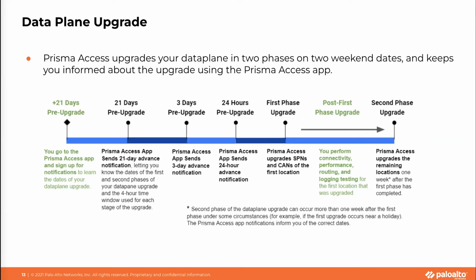Make sure that all these locations upgrade successfully. And if you encounter any service impacting failure after the upgrade, you can open up a support case with our technical support, the TAC, for assistance. 7 days after Prisma Access upgrades the first locations, Prisma Access will upgrade the remaining locations, which will be the phase 2 upgrade, using the same time window you selected for the first phase, and it will notify you via email when the upgrade is complete.